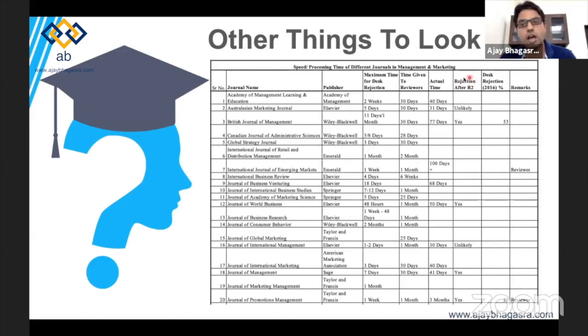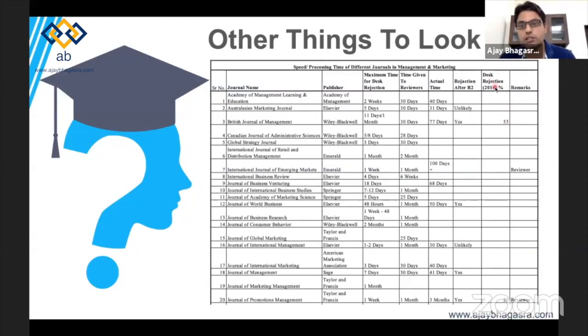And do they reject after R2? R2 is revision 2. I will talk about these revision cycles also. So you submit to a journal, then editors send it to a reviewer, and the reviewer suggests some changes. When you are making these changes, this is called revision. So this is R2. The moment your article has gone into revision, that is testimony to one fact: that at least the editor has liked your idea. You have been accepted, yes, it makes sense, and that is why it has gone into the review cycle. So the desk rejection rate is 53%.